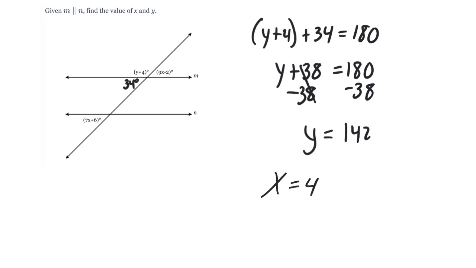If I want to check these and make sure they were correct, all I have to do is plug my 142 in for y. 142 plus 4 equals 146 degrees. 146 plus 34 is in fact 180. So it shows that those are supplementary, and I'm finished at that point.